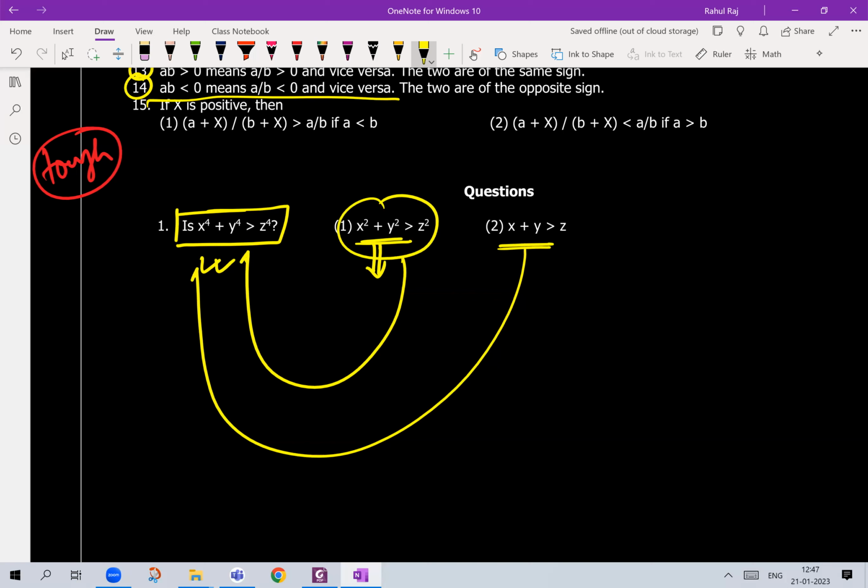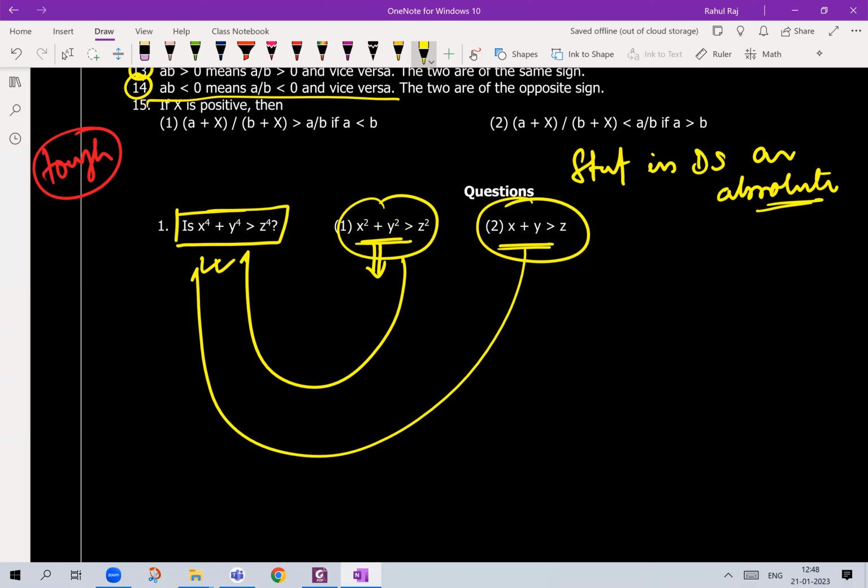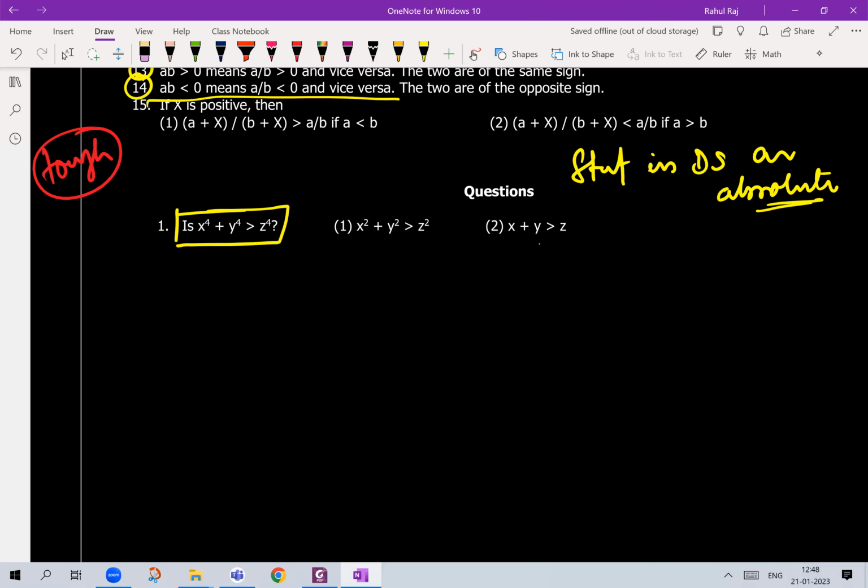Please understand, statements in data sufficiency are absolute. Statements in data sufficiency questions are absolute. What do you mean by this? It means that you cannot challenge the statement. Be very sure, you just can't challenge the statement. I'll show you what exactly I'm trying to do over here. Now, let's solve this particular question. This should be the understanding before you get into the question.